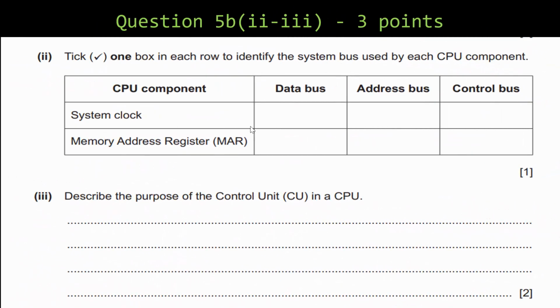Tick one box in each row to identify the system bus used by each CPU component. There are 3 buses: the data bus, address bus, and the control bus. The system clock. These are the pulses given by the computer, and when the pulses are done, it sends a signal. So that is the control bus. It says, hey, we're going to synchronize everything. It's going to be on the system clock, which is going to send out a pulse, and that's going to activate everything.